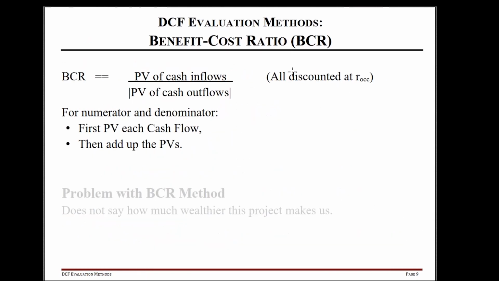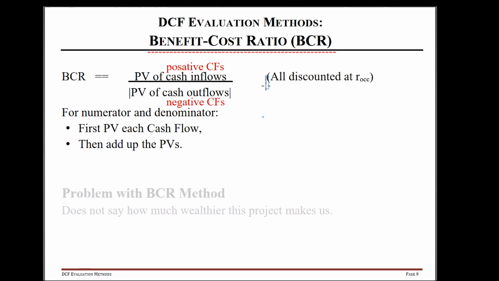Okay, so let's move on. Our second DCF evaluation method is the benefit cost ratio, and this is a ratio, just like we had in our ratio analysis chapter. So the benefit cost ratio is defined to be, in the numerator, the present value of all the positive cash flows for this participant for this project, divided by the absolute value of the cash outflows. So these would be the negative cash flows, okay? And PV, of course, means we've discounted them all first.